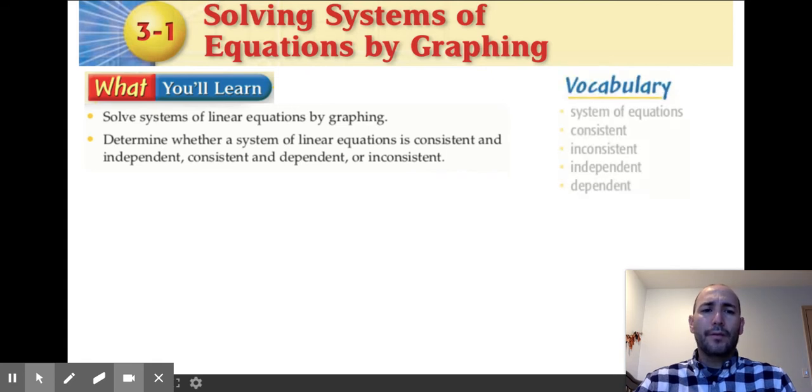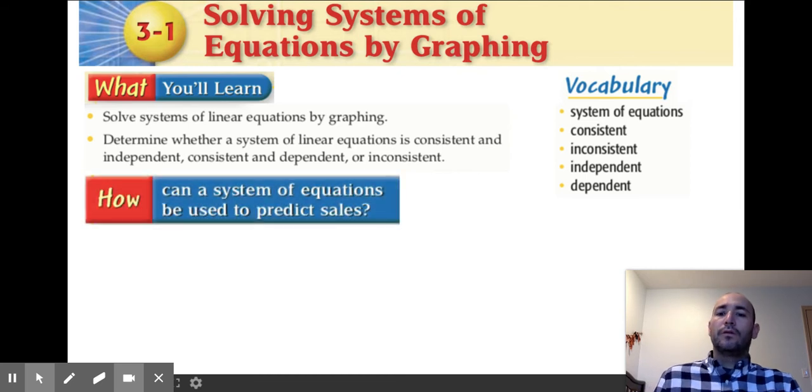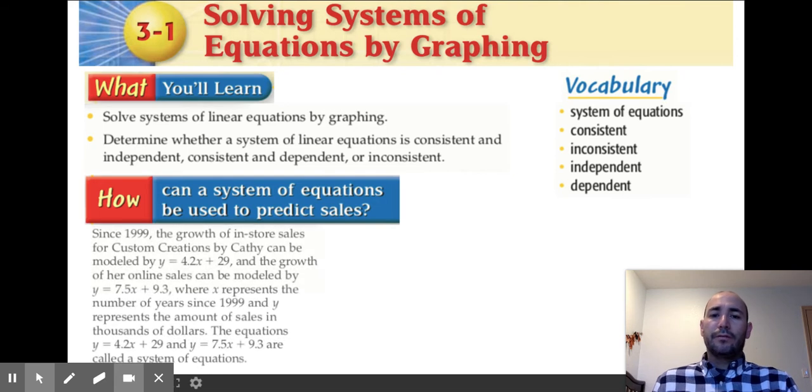So some of the vocabulary to keep in mind is: what is a system of equations? What does it mean to be consistent? What does it mean to be inconsistent? What does it mean to be independent? What does it mean to be dependent? So how can a system of equations be used to predict sales?